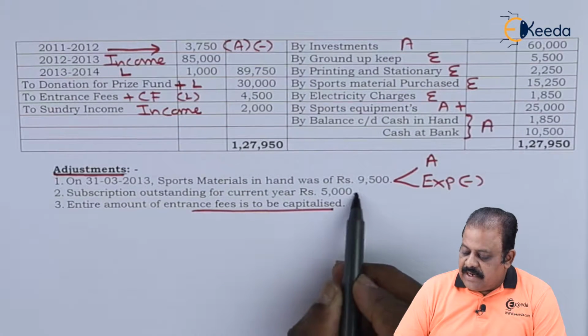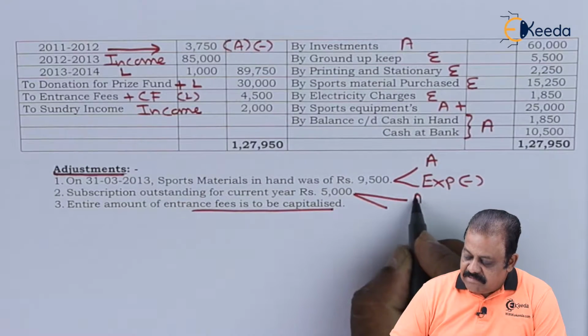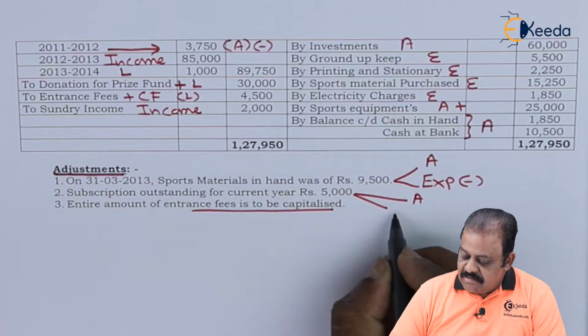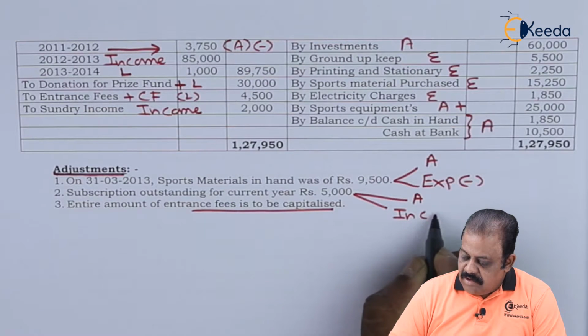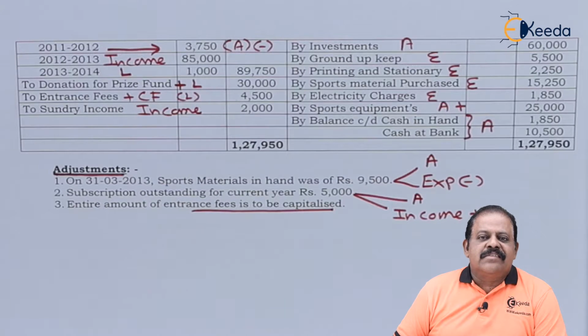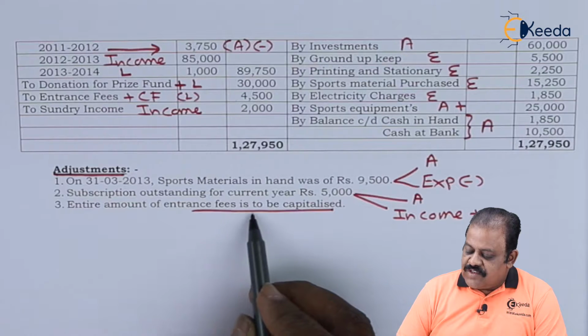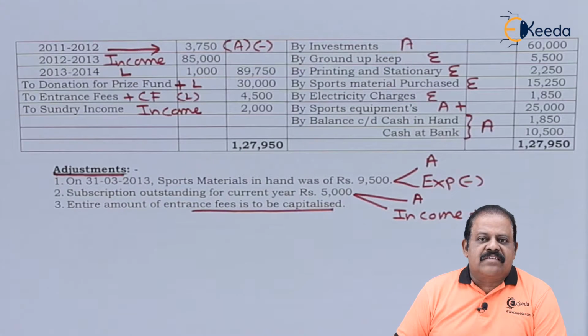Subscription outstanding for the current year 5,000. This will have one effect, asset. Second effect, on the income side, we are required to add this amount to current year subscription. Entire amount of entrance fees to be capitalized. We already discussed this item.